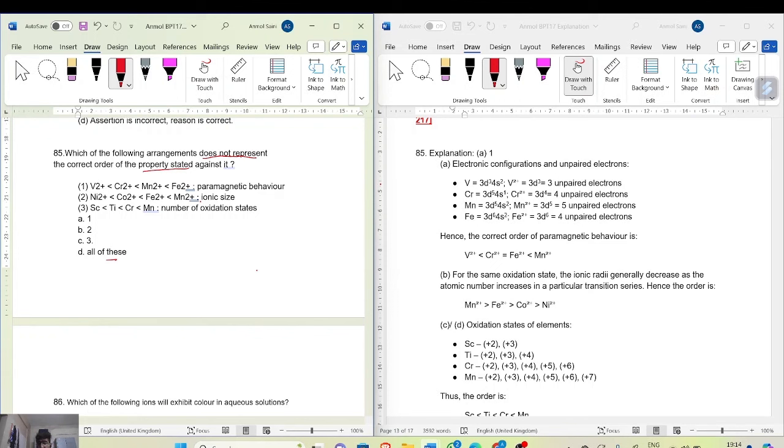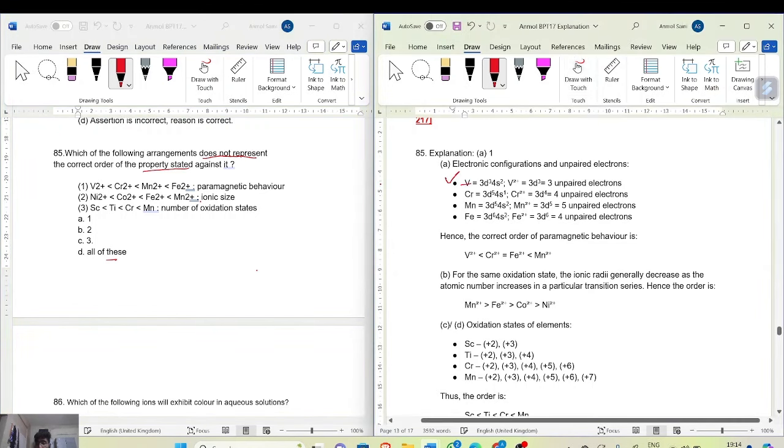For solving this, we will calculate the electronic configuration for all the given elements. Here we have been given vanadium, chromium, manganese, and iron. So we will write their electronic configuration. For vanadium, it will be 4s2 3d3, chromium 4s1 3d5, manganese 4s2 3d5, iron 4s2 3d6.